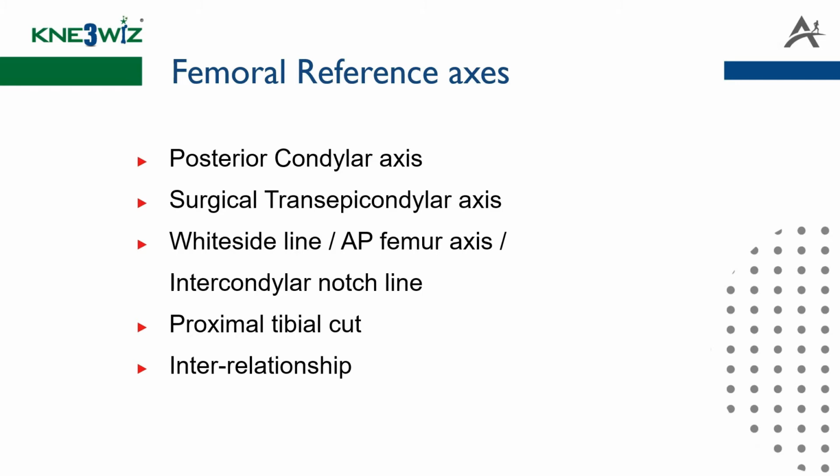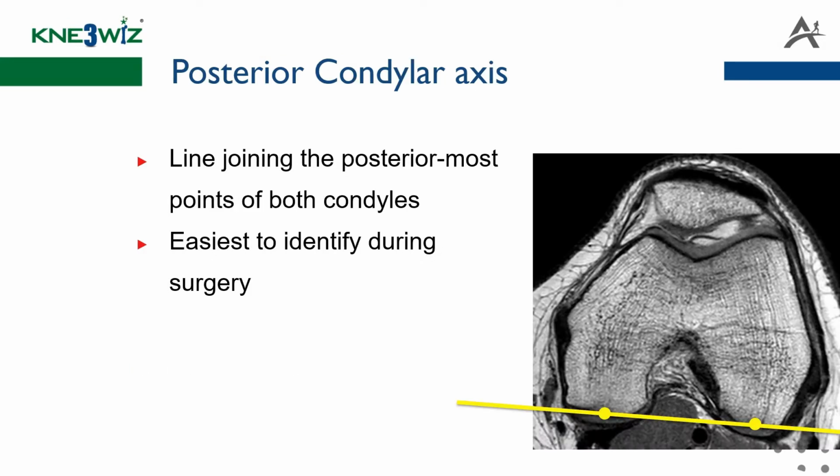The femoral rotations are more complex. Among the femoral reference axes, we shall discuss posterior condylar axis, surgical transepicondylar axis, Whiteside line, proximal tibial cut, and the interrelationship between them all. Posterior condylar axis is the line joining the posteriormost points of both condyles. It is the easiest to identify during surgery.